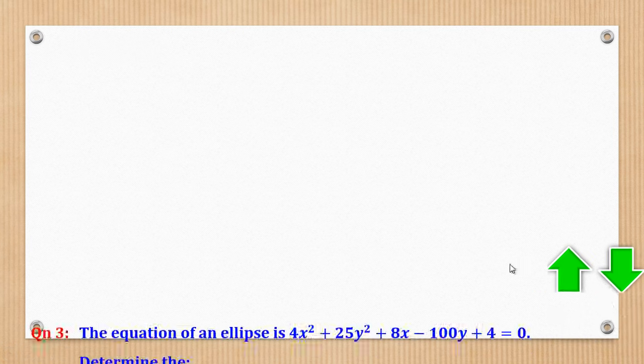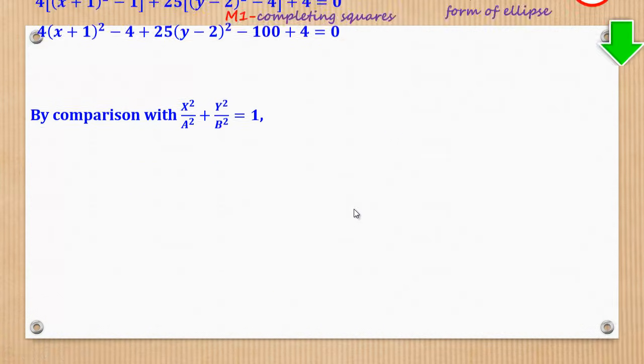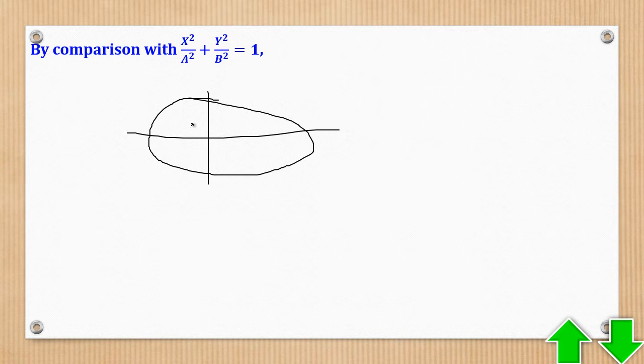So it means that in this case, capital X has been replaced by small x plus 1, and capital Y has been replaced by small y minus 2. If it is in this form with capital letters, the ellipse will have a center at the origin. Here, (0, 0) will be the center of the ellipse.